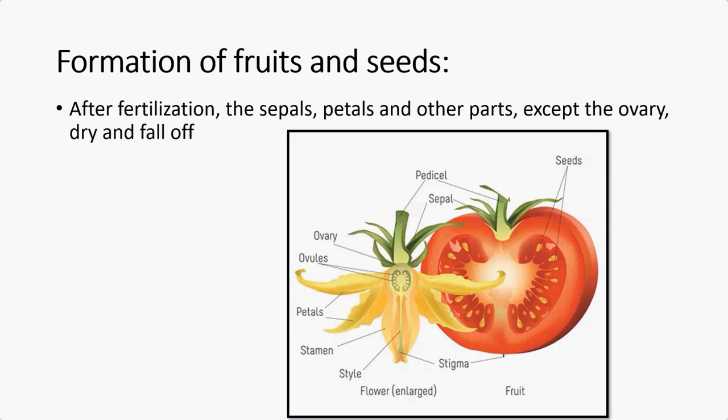So children, what happened to the petal, stamen and style? After fertilization, once a fruit is completely formed, the sepal, petal and the other, not after completely formed, before itself, when the fertilization process starts, simultaneously petals, stamen, style will dry and they will fall off. Then you will see only ovary, which is a fruit.